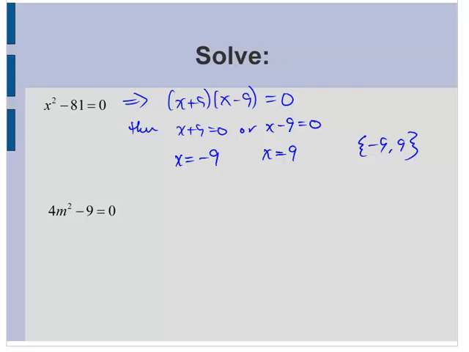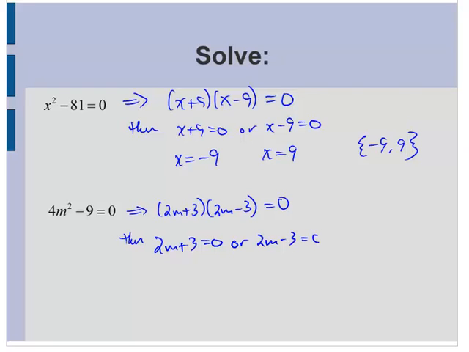Alright, 4m squared minus 9 equals 0. Again, that's a difference of squares. It can be factored as 2m plus 3 by 2m minus 3 equals 0. So then, 2m plus 3 is 0, or 2m minus 3 is 0.